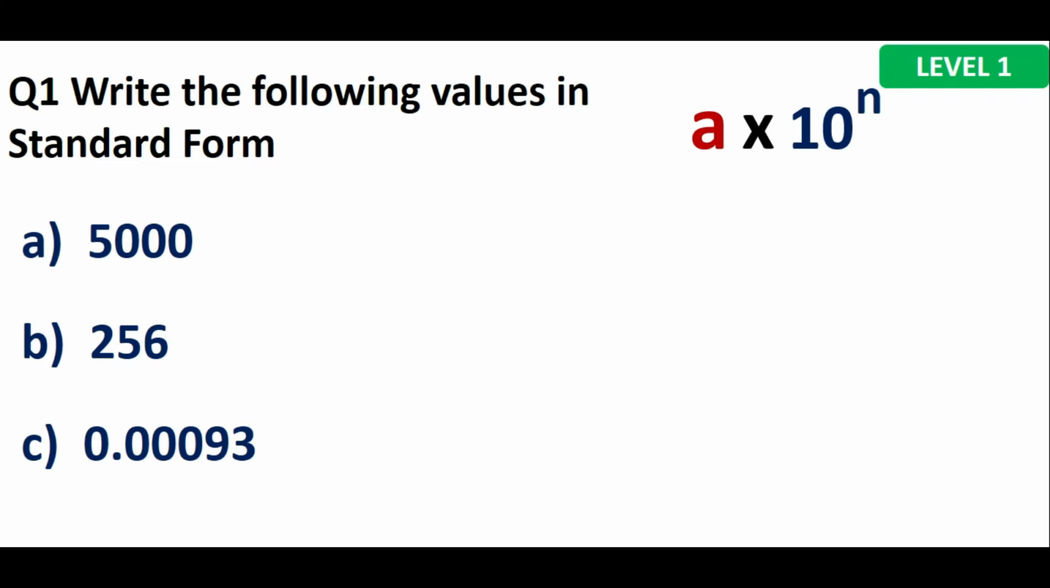Question 1. Write the following values in standard form. We have 5000. Now to write 5000 in the form of a times 10 to the power n, the value for a should be less than 10. So I take 5 times 10 to the power of, when I take a as 5, the decimal point is here, which means to get back the number, I have 1, 2, 3 places to move the decimal. So moving to the right, I have to put a plus 3 here.